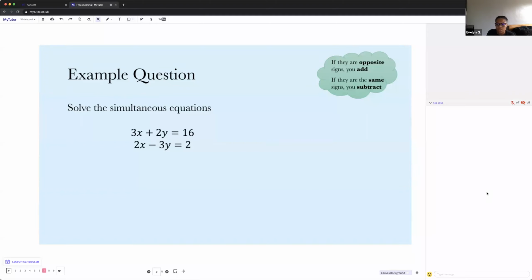So someone asks, can you make x the same? You can make either the x the same or the y the same. It's completely up to you.